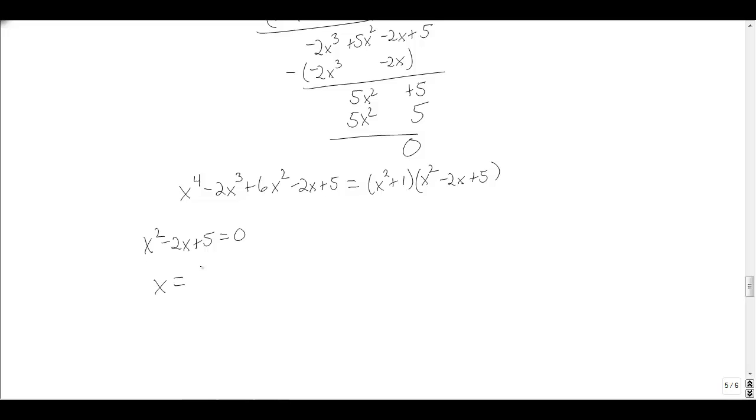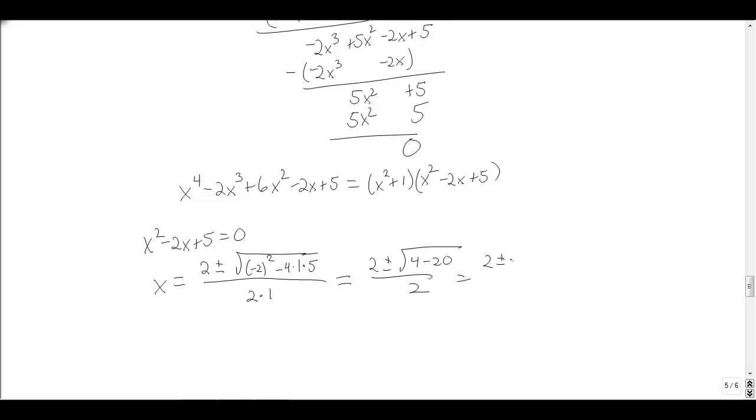x is negative b, that's negative negative 2, plus or minus the square root of b squared, negative 2 squared, minus 4 times a times c, divided by 2 times a, which is 1. So a is 1 because it's 1x squared, b is negative 2 because it's negative 2x, and c is 5 because it's a plus 5. So I get 2 plus or minus the square root of 4 minus 20, over 2.